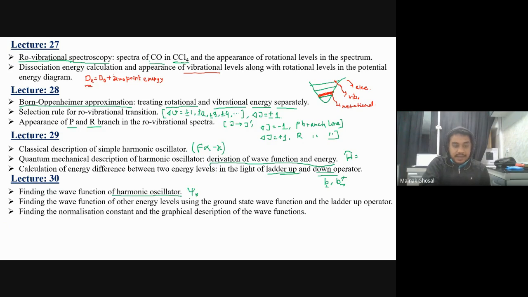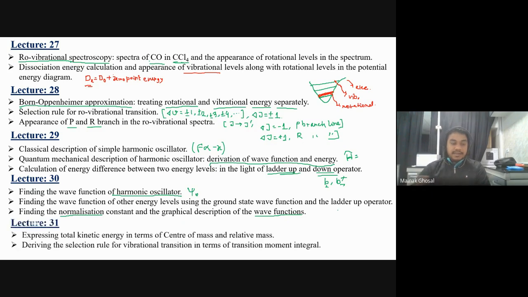Then there was a discussion of the normalization constant, and also some discussion about the graphical description of the wave function, how the wave functions look. For different values of these quantum numbers, or vibrational quantum numbers, how the graphical presentation of the wave function looks was also shown.